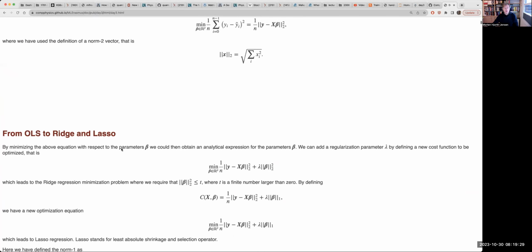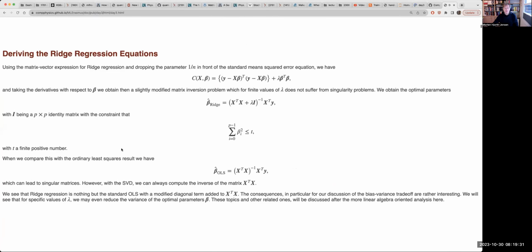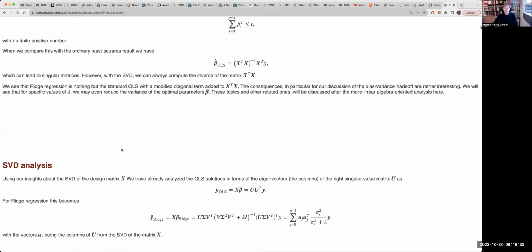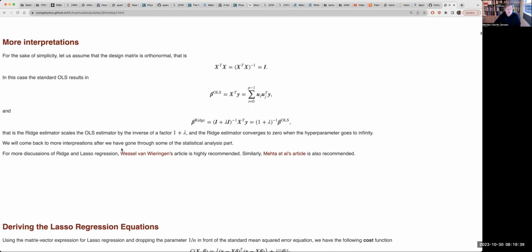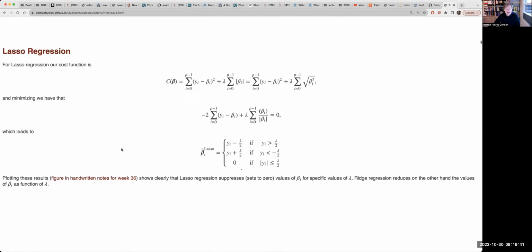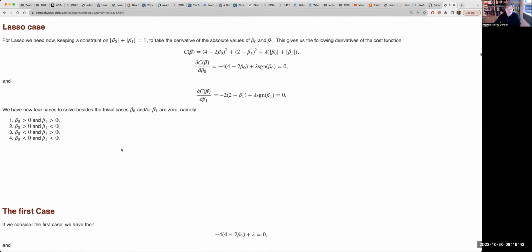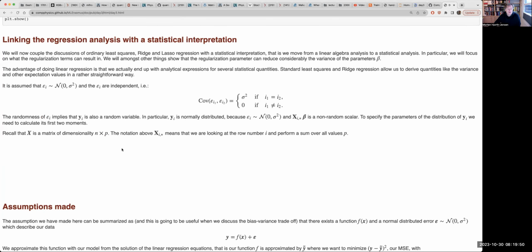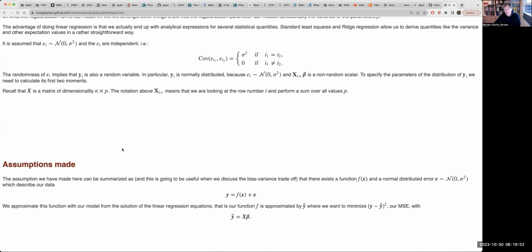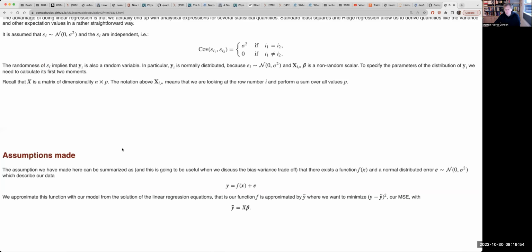So let me just quickly remind you of some of the things which we discussed besides a mathematical analysis of ridge and lasso regression. So let me just skip through that one, because that was material which came from the weeks before. But let me quickly remind you of some of the statistical assumptions which are made about the functions which we have.